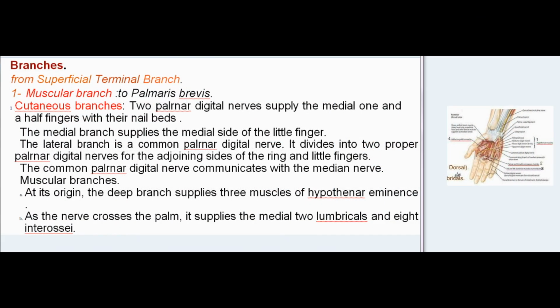Branches. From the superficial terminal branch. 1. Muscular branch to palmaris brevis. 2. Cutaneous branches. Palmar digital nerves supply the medial 1½ fingers with their nail beds.